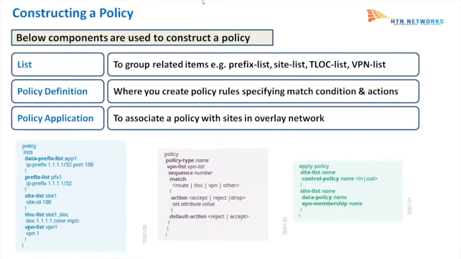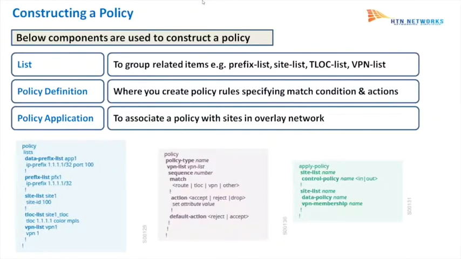So a list is a group of related items, like you define a prefix list, a site list, a TLOC list, or a VPN list. Let's say for a site list, you will include all those sites where you want to apply this policy. Let's say site 1, site 2, site 3. So you make a list of the sites.